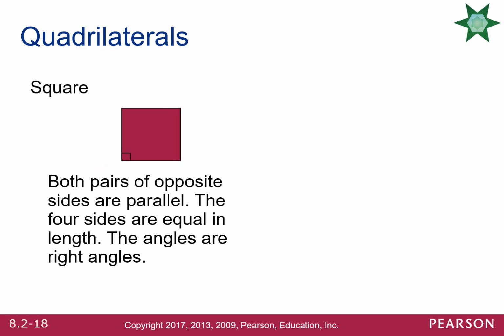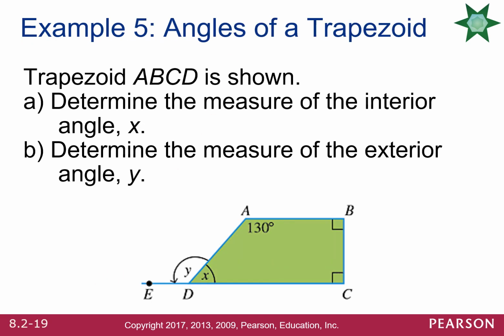And finally, we have the square, which is a quadrilateral with both pairs of opposite sides parallel. The four sides are all equal in length, and the angles are right angles, 90-degree angles. So let's look at this last example to find the angles of a trapezoid.